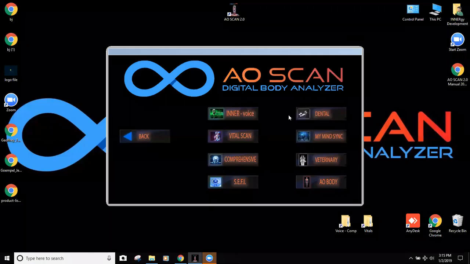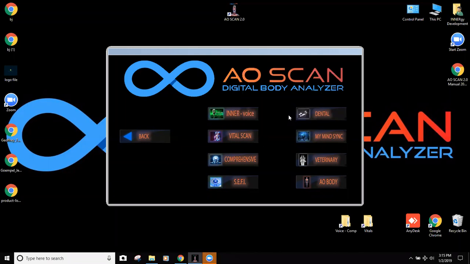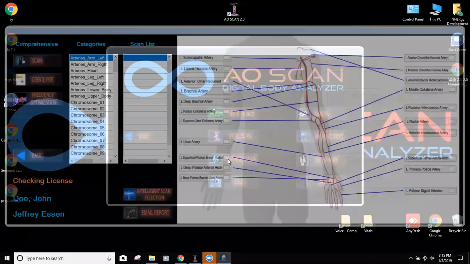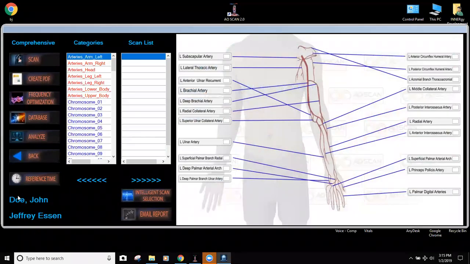Okay, folks, now we've done our vital scan. We're going to do now the part where we're going to dive a little bit deeper into the particulars of the client test. So when we go to comprehensive, again, John Doe is our client. I'm the practitioner. So when we do this, here's where we're going to need to make some choices.